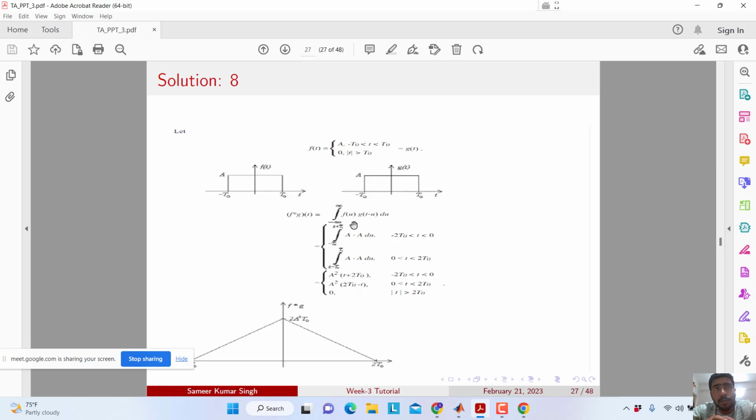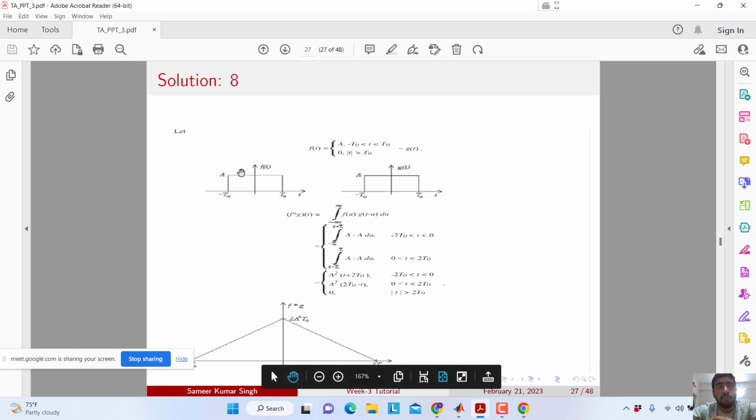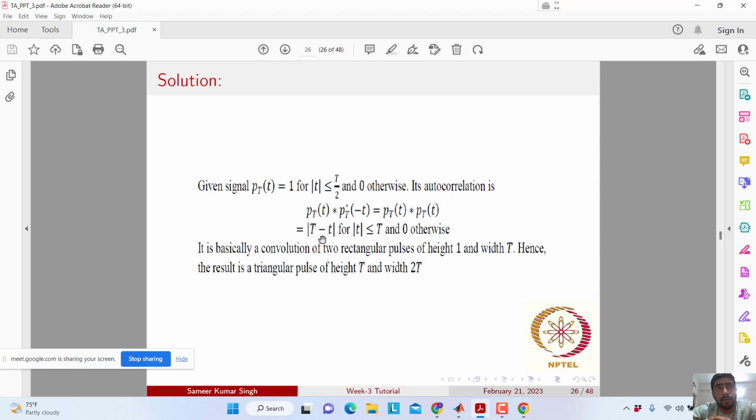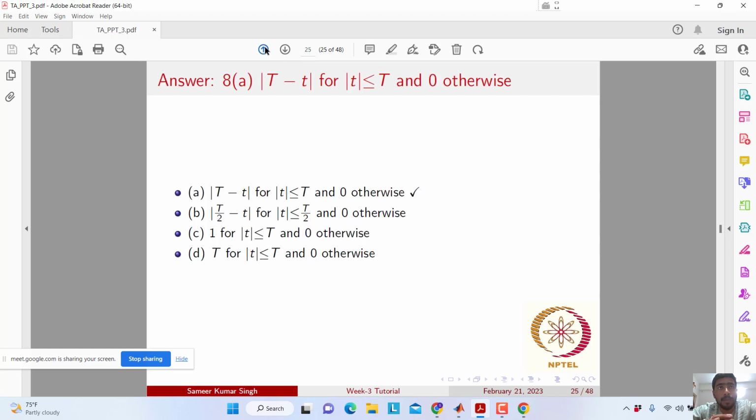We just do the integration, and when you go for that, you will get that result. It is a general equation. By using this concept we can convolve any two rectangles. There we are getting the amplitude mod capital T minus small t. The answer will be A part.